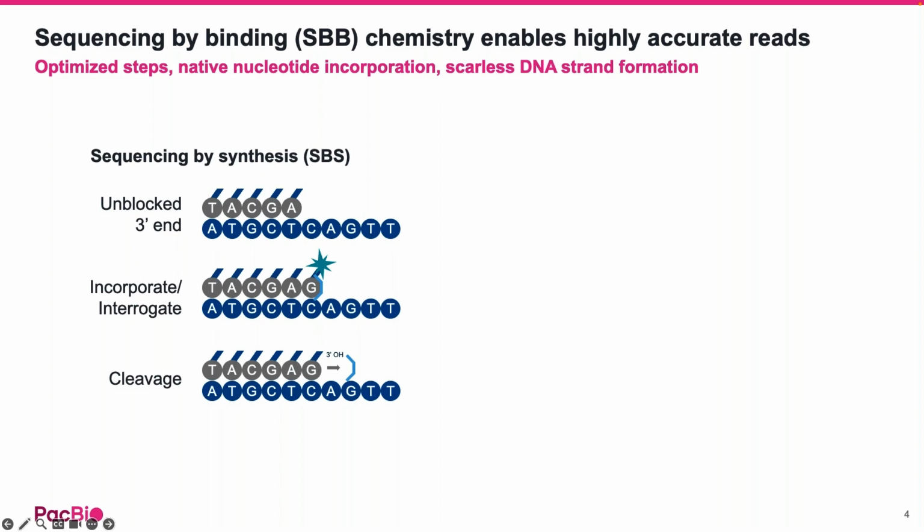First, you flow in a labeled nucleotide, which is bound and imaged. Then the fluorophore is cleaved, and the nucleotide itself is incorporated, which results in what you can see here as molecular scarring from the leftover linker arm that was attached to the fluorophore. And what this results in is the polymerase runs into these molecular scars and has a hard time dealing with them. And so that is what increases the error rates.